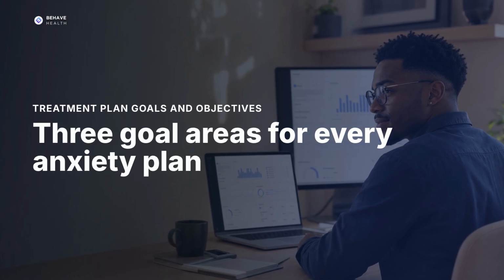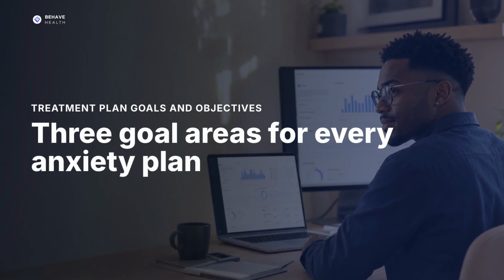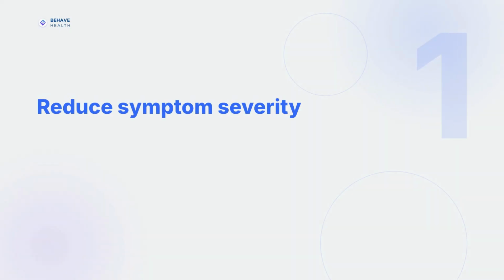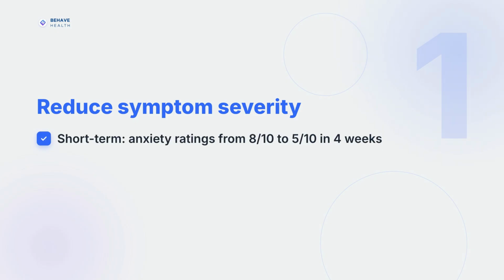3 areas appear in virtually every anxiety treatment plan. Let us walk through all 3. Goal Area 1. Reduce the frequency and intensity of anxiety symptoms. Example short-term objective. Client will reduce daily anxiety ratings from 8 out of 10 to 5 out of 10 within 4 weeks through daily relaxation and cognitive techniques.